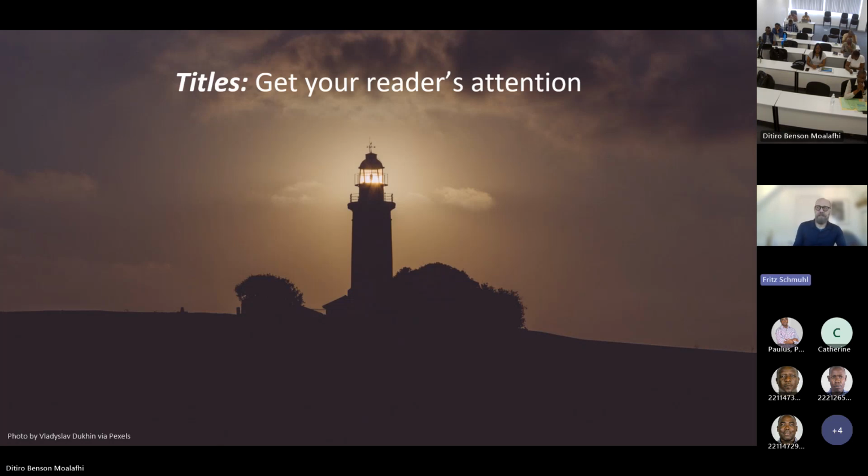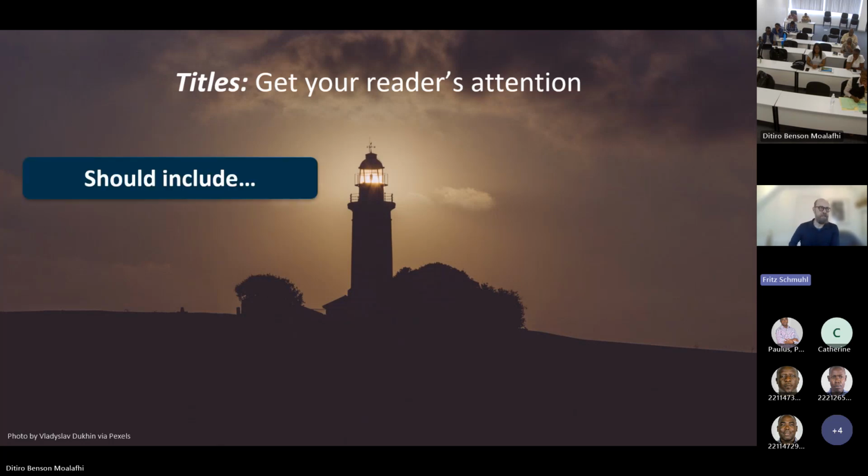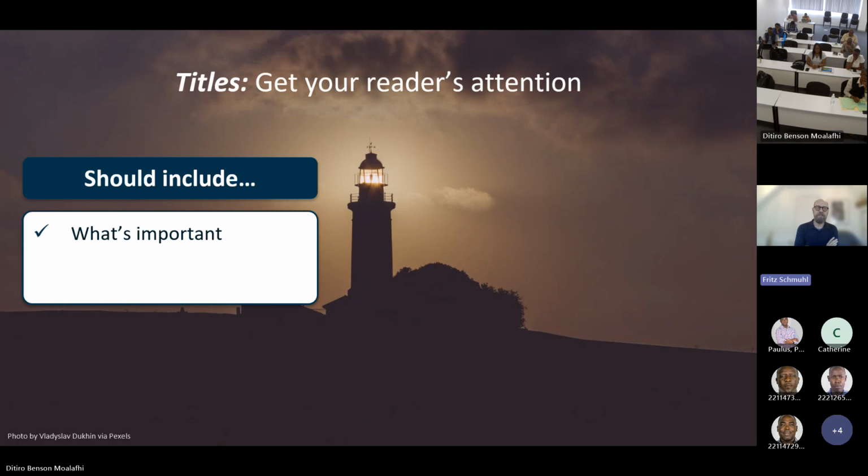So now that we've looked at what the structure of the paper is, we're going to be looking again at specific elements of the paper. First of all, the title. The title is going to be the very first thing that grabs the attention of a reader.